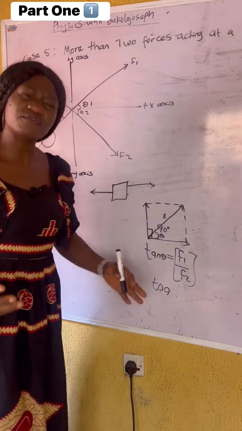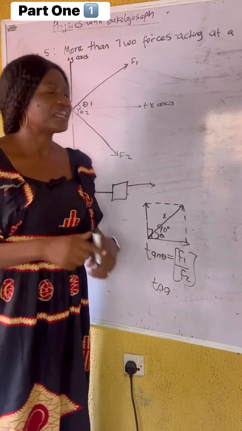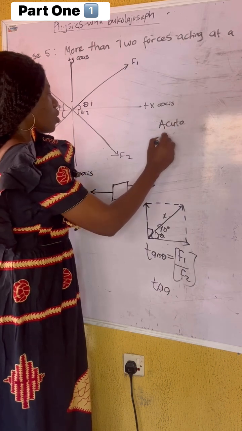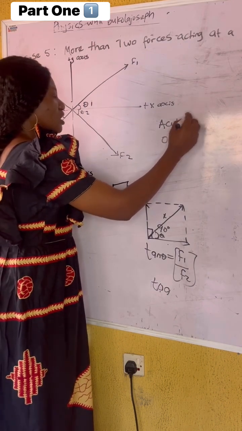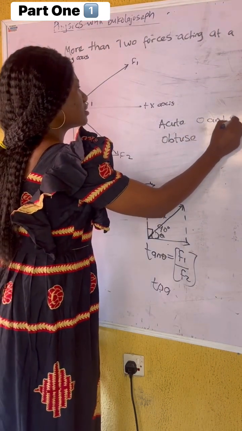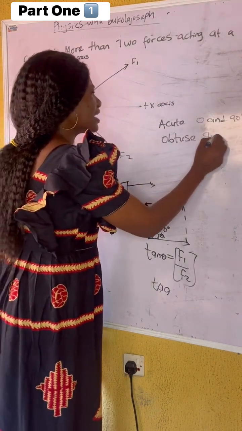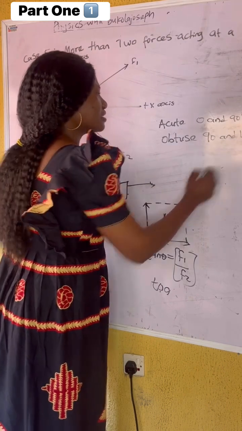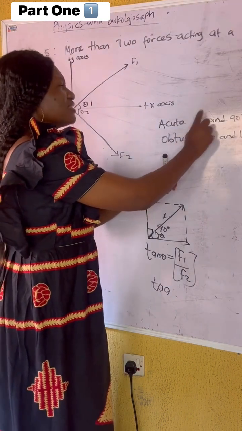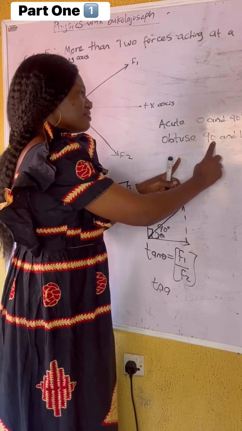Now, what if the forces are not inclined at 90 degrees? If it is not inclined at 90 degrees, it means it is either acute or obtuse. If it is acute, it means the angle is between 0 and 90 degrees. If it is obtuse, it means the angle is going to be between 90 and 180 degrees. So for acute, it is greater than 0 but less than 90 degrees. For obtuse, it is greater than 90 degrees but less than 180.